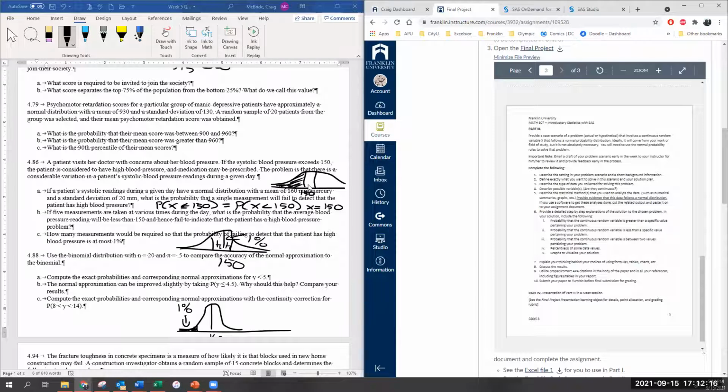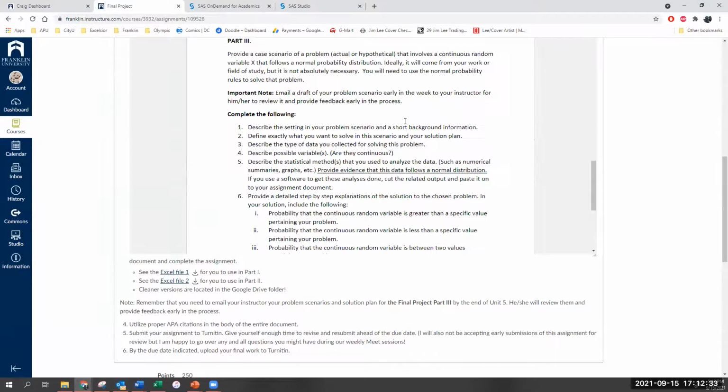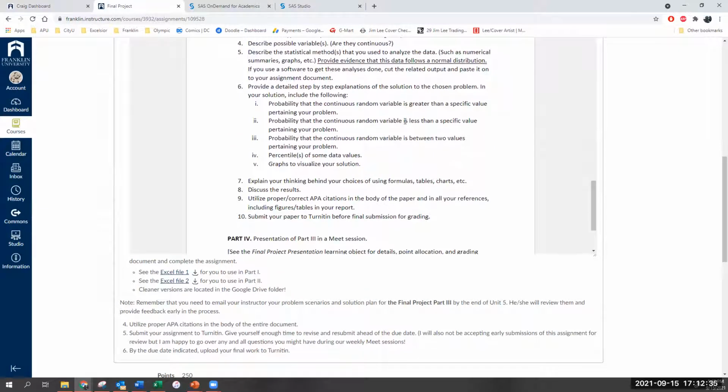Okay, the reason why I was asking also about number 6 is that right next to number 6, it says provide a detailed step-by-step explanation. Yeah. So you're saying we don't need to provide a detailed step-by-step explanation for number 6? No, because what are you going to say? I put the numbers in SAS and hit run. Okay, I'm okay with that. I just want to make sure.